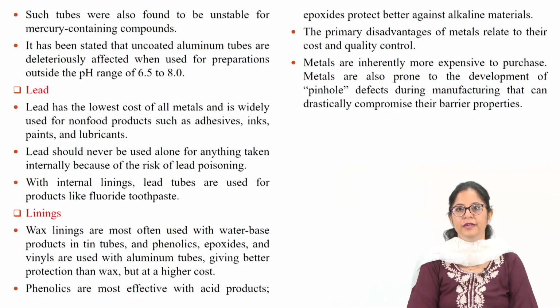It has been found that uncoated aluminium tubes are deleteriously affected when used for preparations outside the pH range of 6.5 to 8. Lead has the lowest cost of all the metals and is widely used for non-food type products such as adhesives, inks, paints and lubricants. Lead should never be used alone for anything taken internally because of the risk of lead poisoning. With internal linings, lead tubes are used for products like fluoride toothpaste.